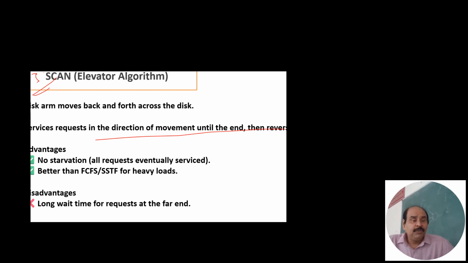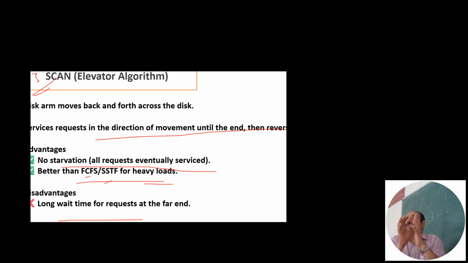The advantage is that there is no starvation at all. You know that it happens very quickly. The seek time is much less when compared to both the other algorithms, FCFS, first come first serve, and shortest seek time first. This is much more efficient for heavier loads. Long wait time is a disadvantage that we have.